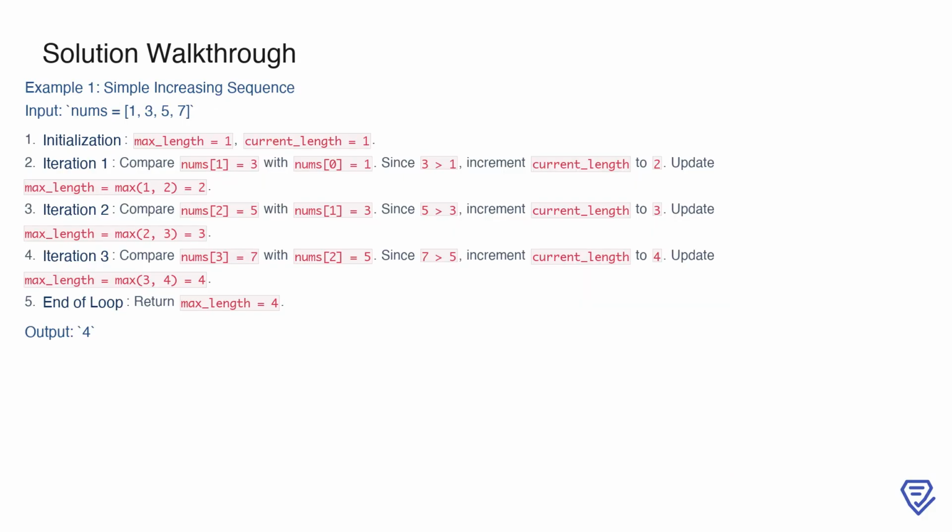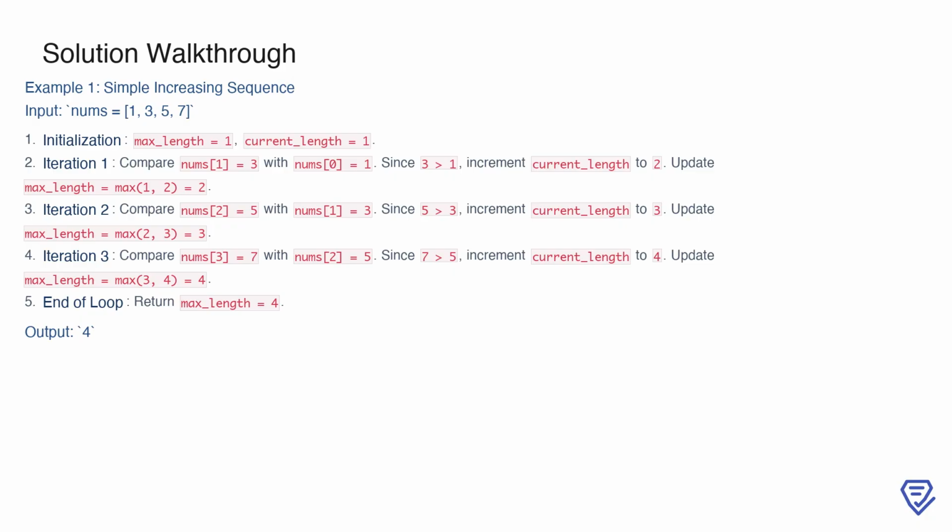Here, we have the input array nums equals [1, 3, 5, 7]. First, we initialize two variables, max_length and current_length, both set to 1. These will help us track the length of the longest increasing subsequence and the length of the current sequence, respectively. Starting the iteration, we compare the second element, 3, with the first, 1.